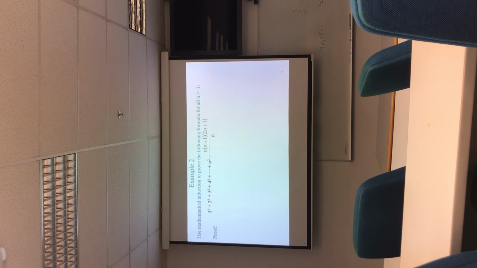Second example. This is a slightly more complicated example. We prove this formula using mathematical induction. Basis step for n equal to 1. Again the same thing, we check the left hand side. For n equal to 1, there's only one term, and the term is n squared, so the term is 1 squared. After you calculate, the value is 1. For the right hand side, you substitute n equal to 1 and find the value, and you get 1. The values of the left hand side and right hand side are equal.